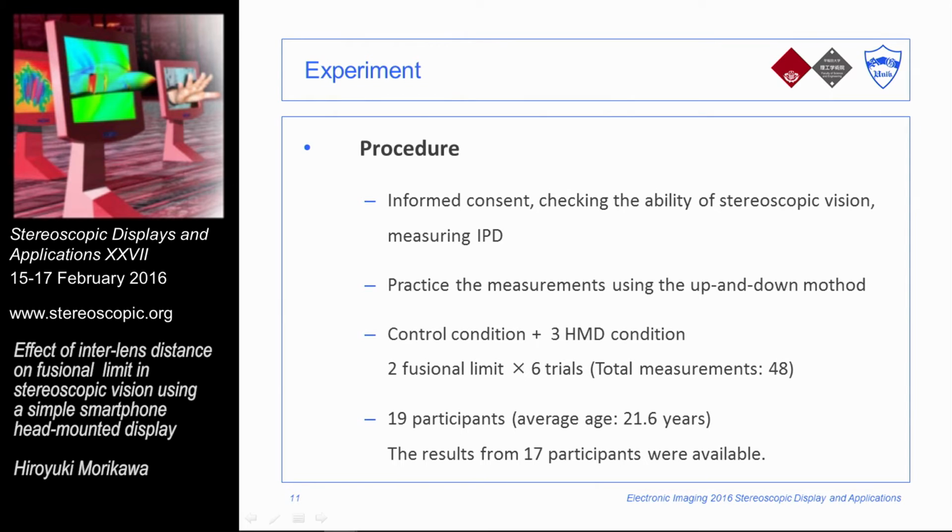Following the measurements of the far and near fusional limit under the control condition using a liquid crystal display, both fusional limits were measured under the 3 HMD conditions. Combining the 4 conditions, 2 fusional limits, and 6 trials, the measurement was repeated 48 times in total. There were 19 participants and the average age was 21.6 years. However, the results from 17 participants were available.